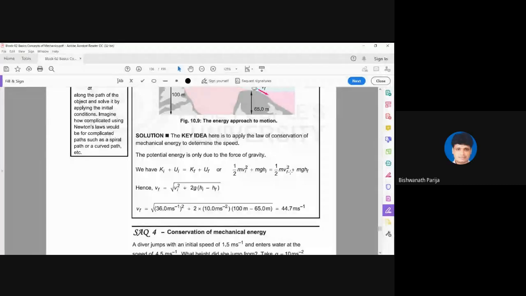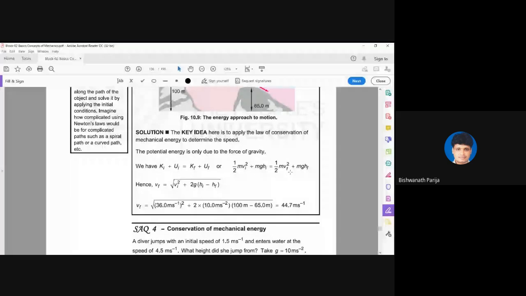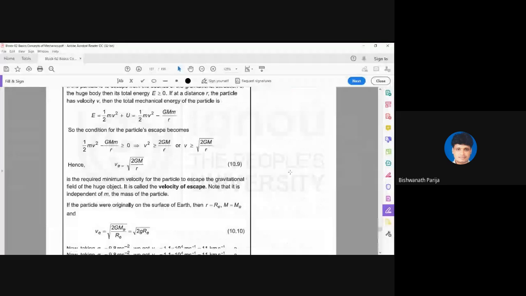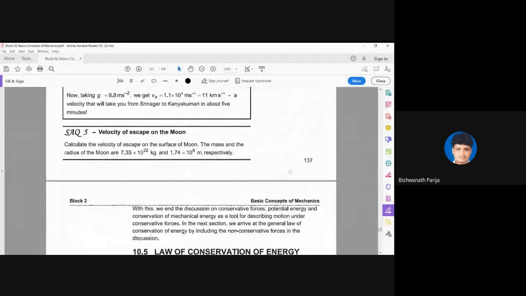So, conservation of mechanical energy, another question is given here. You solve all these questions, very good questions. Then escape velocity, moon, and the law of conservation of energy.